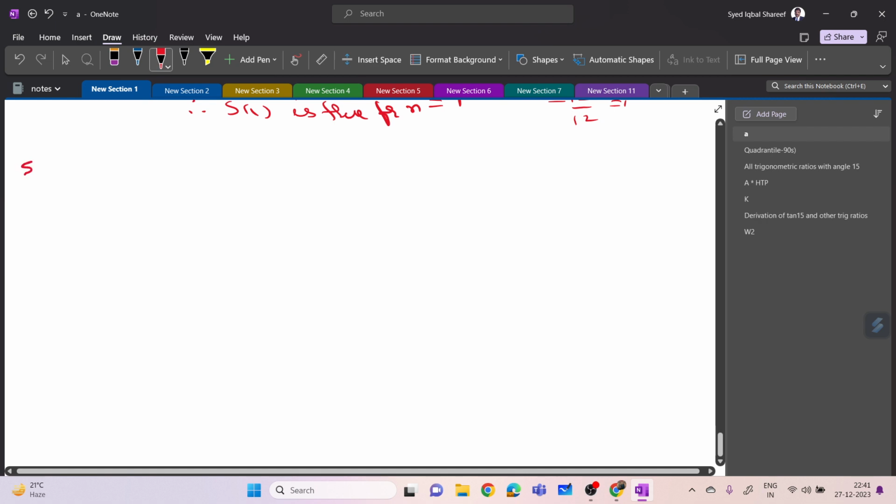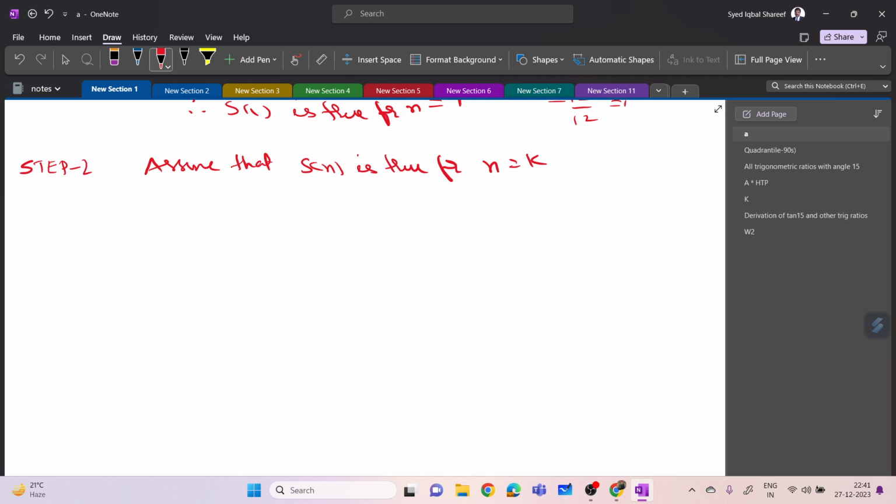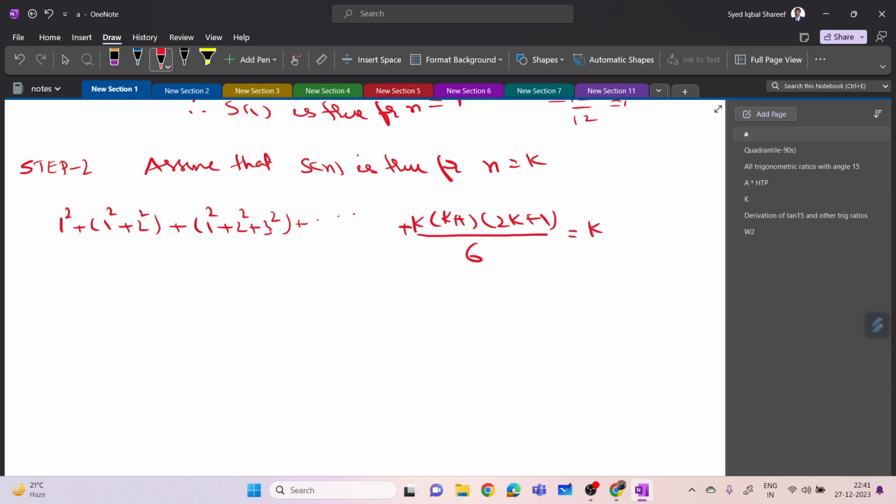Step number 2, assumption is there. We are not doing anything, just we are assuming. Step number 2, let us assume that S of n is true for n equal to k. So that means 1 square plus 2 square plus 3 square, and so on, up to k square, is equal to k into k plus 1, 2k plus 1 by 6, equal to k into k plus 1 whole square, k plus 2 by 12.